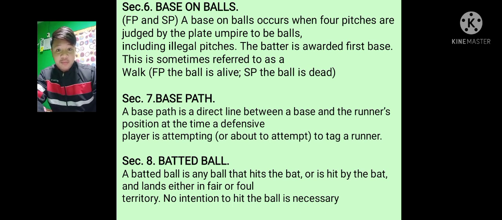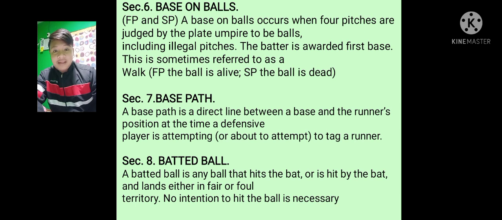Section 6, base on balls. FP and SP: a base on balls occurs when 4 pitches are judged by the plate umpire to be balls, including illegal pitches. The batter is awarded first base. This is sometimes referred to as a walk. In FP, the ball is alive. In SP, the ball is dead.